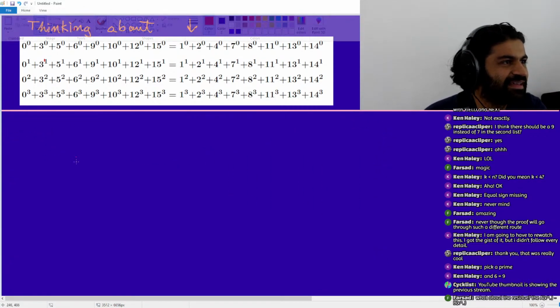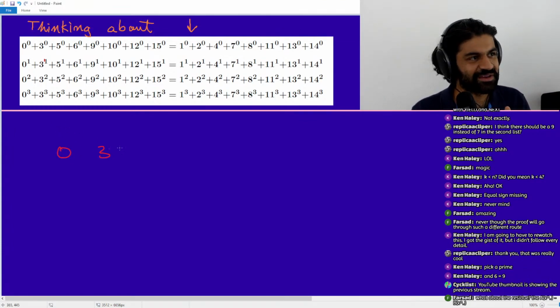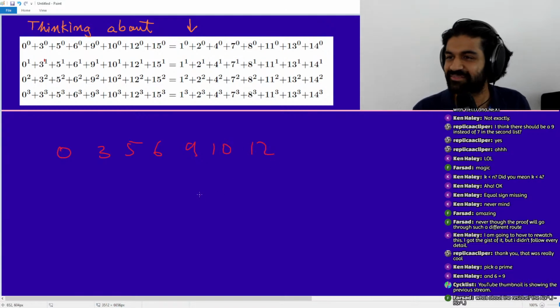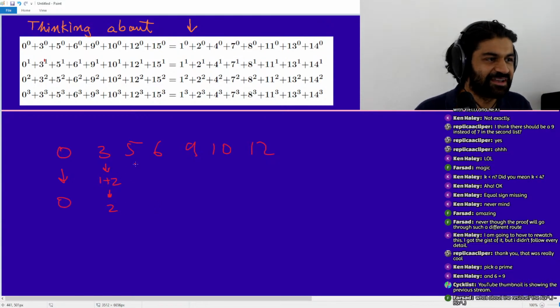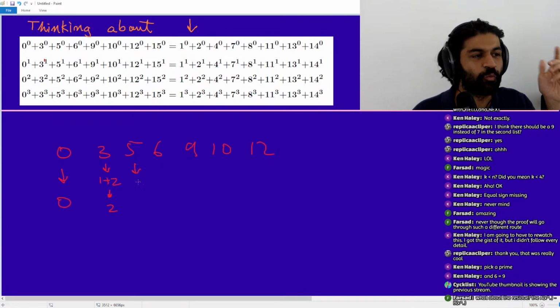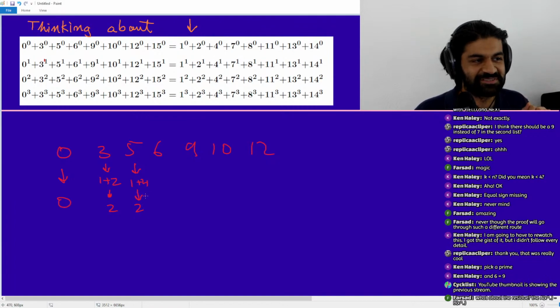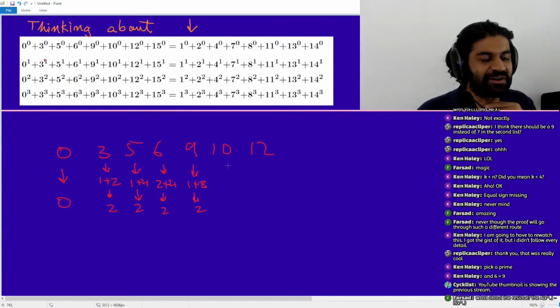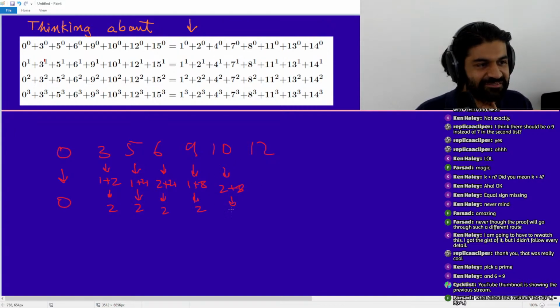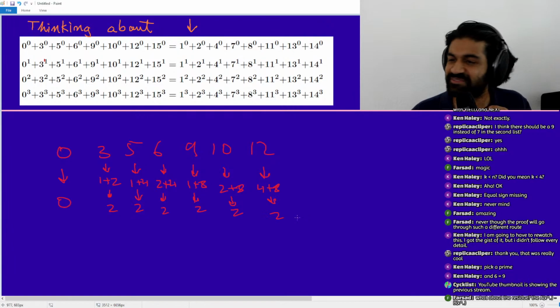Let's look at this. What was the Morse sequence? It was 0, 3, 5, 6, 9, 10, 12. 0 is just the sum of no powers of 2, so this is the sum of 0 powers of 2. 3 is 1 plus 2, the sum of 2 powers of 2. 5 is 1 and 4, the sum of 2 powers of 2. 6 is 2 and 4. 9 is 1 and 8. 10 is 2 and 8. 12 is 4 and 8, each the sum of 2 powers of 2.